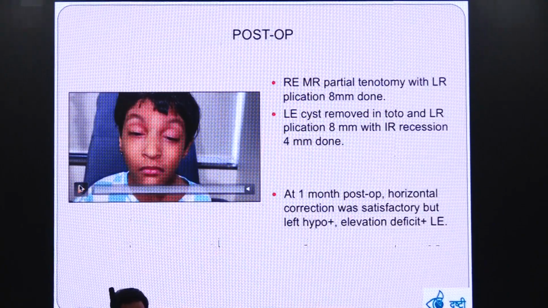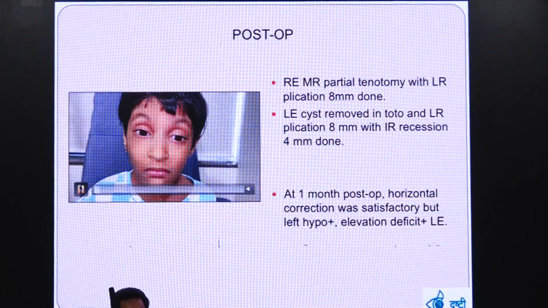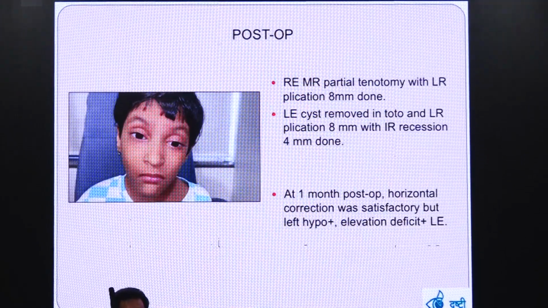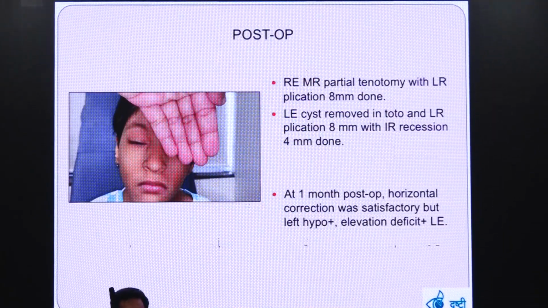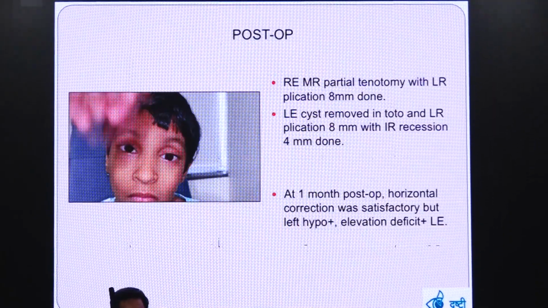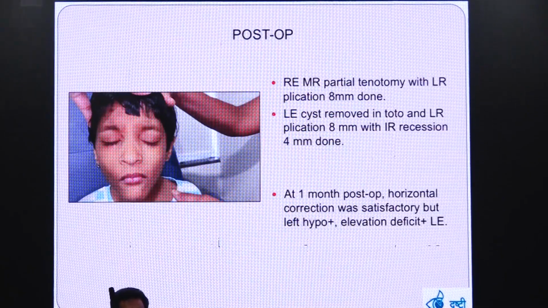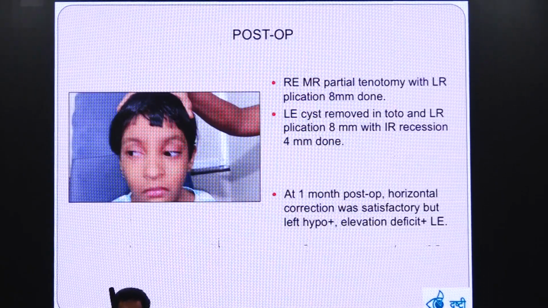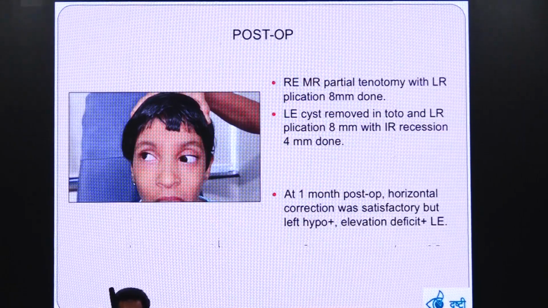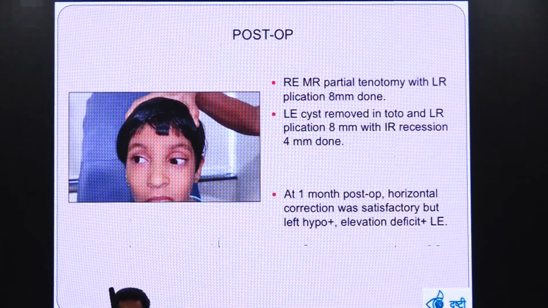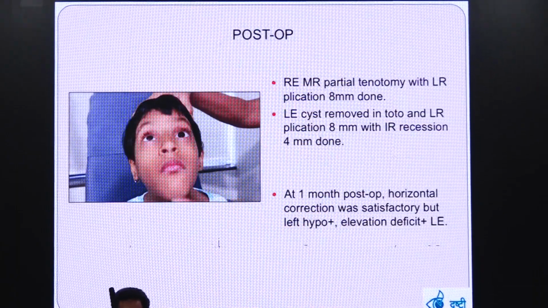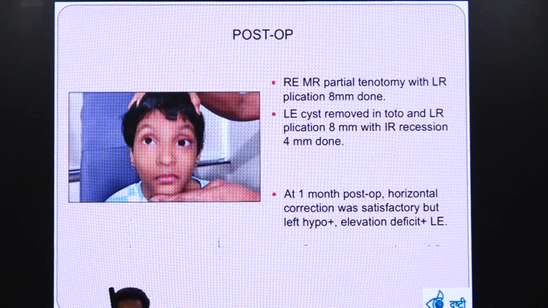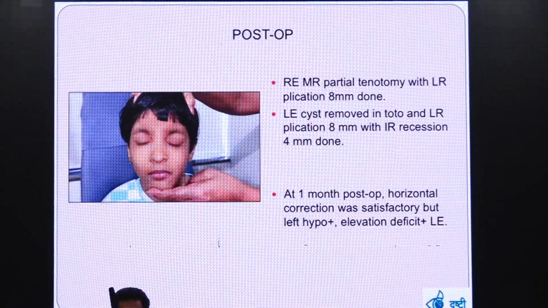So at 1 month post-op, I don't know, the head posture didn't correct, though the eyes looked fairly okay from horizontal point of view, but the hypotropia still remained. It's less than before, but hypotropia is still there. And the elevation did not improve. I thought after removing this cyst, maybe the elevation will improve, but elevation did not improve.